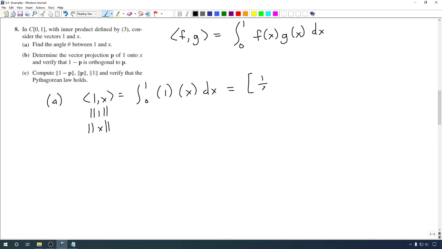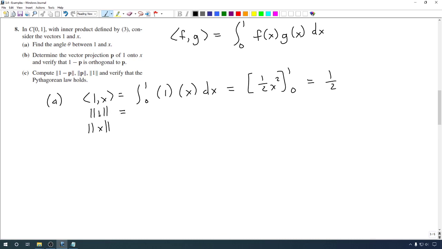Integral of x is 1/2 x squared. Hopefully you guys remember that. If we take that from 0 to 1, we plug in 1 first, we get a 1/2. Then we plug in 0, we get a 0. 1/2 minus 0 is a 1/2.